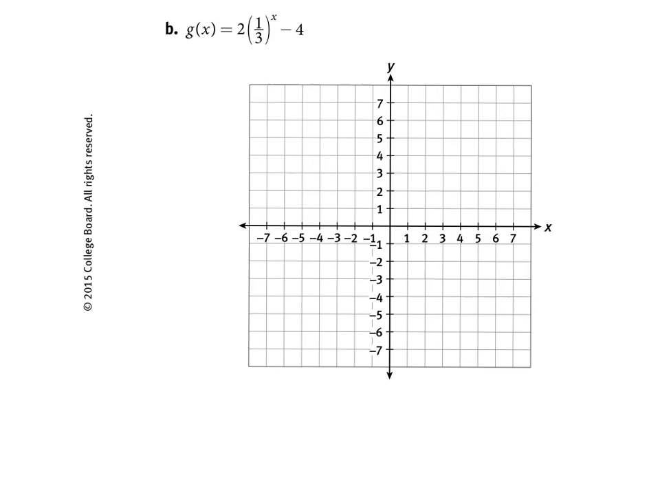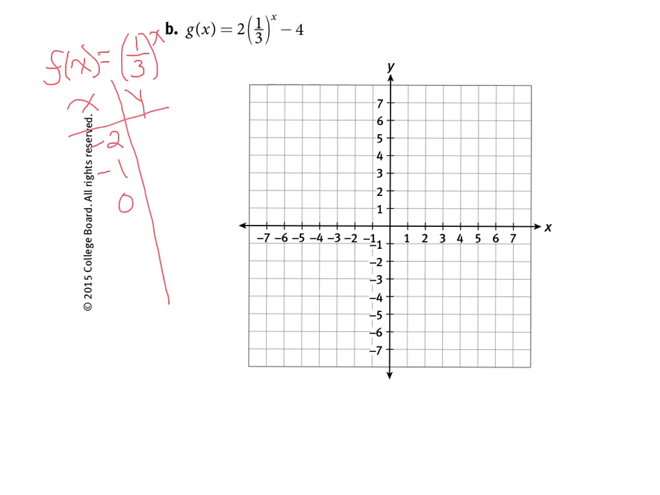Next example, what would be the parent graph, the simplest version of this function? Well, that would be 1/3 to the x. Make a table, or use the table in your calculator.